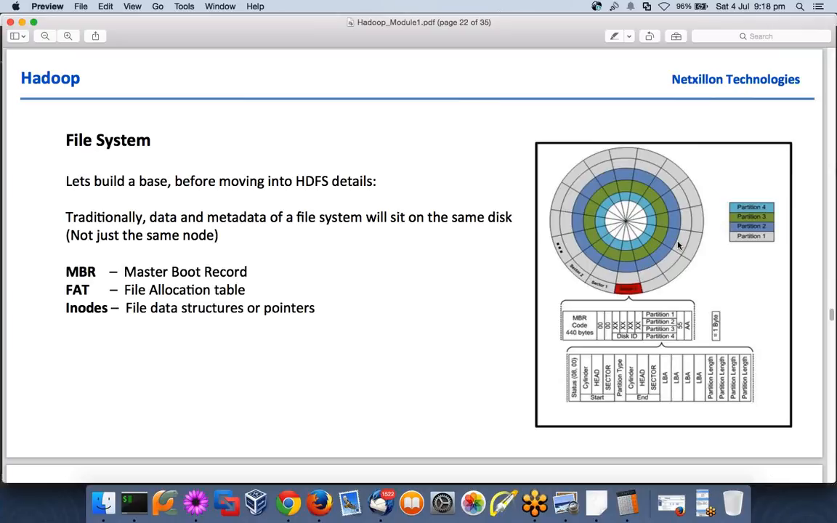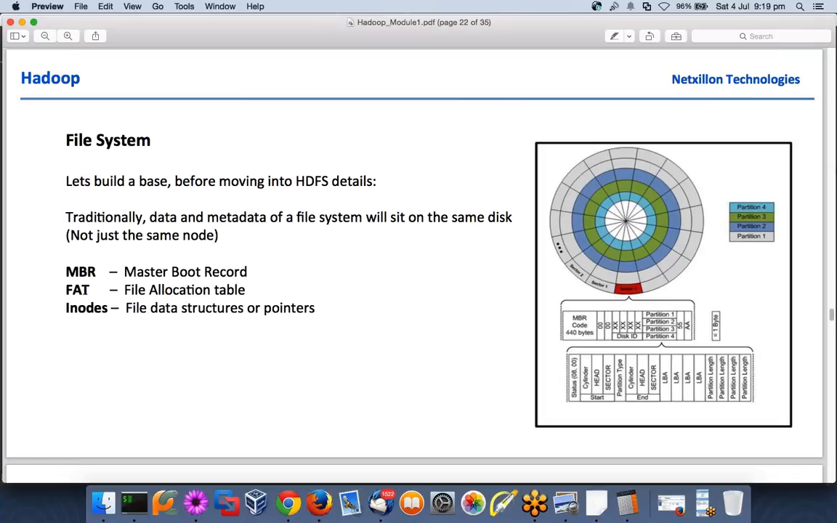Any system, whether it's a Linux or Windows box. I have a hard drive in a system. I will partition it, format it, install an operating system, and write some data. It will have a master boot record, called MBR, which gives me a structure telling me where all my partitions are.